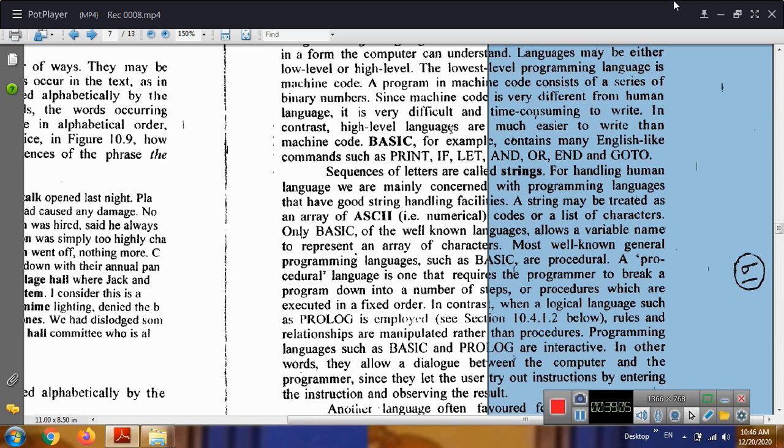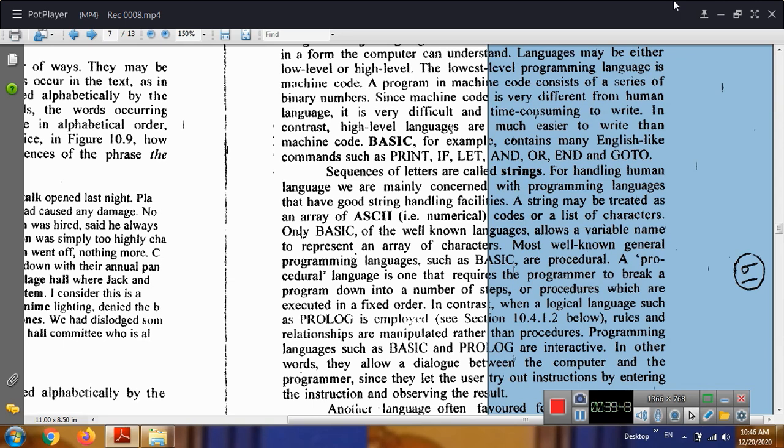procedural. A procedural language is one that requires the programmer to break a program down into a number of steps or procedures which are executed in a fixed order. In contrast, when a logical language such as Prolog is employed, rules and relationships are manipulated rather than procedures. Here we can see two types of programming language, BASIC and Prolog. You should know them.